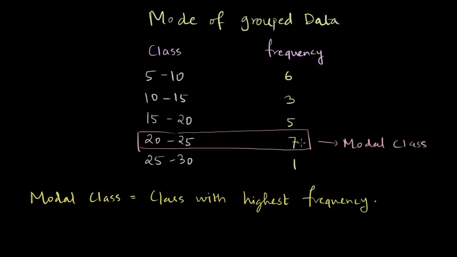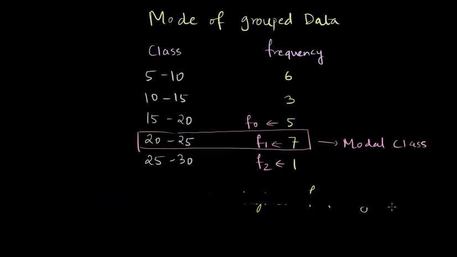The frequency associated with the modal class is known as f1, or we will call it f1. This is just a convention. The frequency of the class earlier than the modal class, we can write f0 for it. We need that in the mode formula. And the frequency associated with the class after the modal class is f2. We need f0 and f2 in the formula for mode.